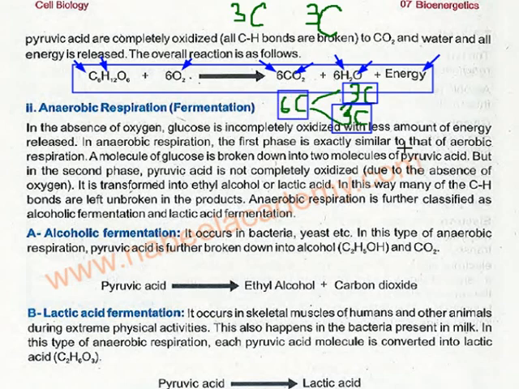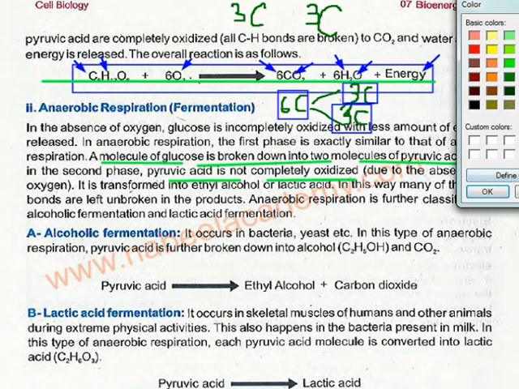Did we study this in aerobic respiration? Yes. It means the first step is exactly the same. The difference lies in the second phase. From here the difference begins, and this reaction will not be present in anaerobic respiration. How a molecule of glucose is broken down into 2 molecules of pyruvic acid is already the same step. But in the second phase, pyruvic acid is not completely oxidized. Why? Because oxygen is not present.